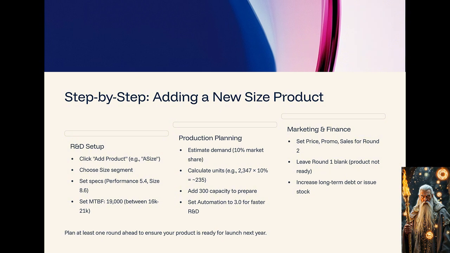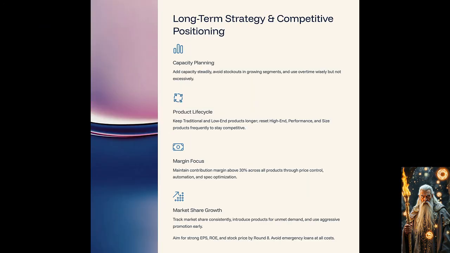3. In marketing, set price, promo, and sales budget for round 2, when the product is live. Leave it blank for round 1, the product isn't ready yet. 4. In finance, expect high cash needs. Increase long-term debt or issue stock to fund the launch. Summary: plan at least 1 round ahead. Add capacity and R&D specs early so the product is ready next year.